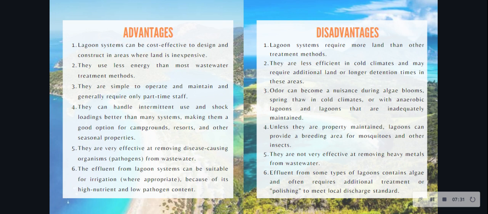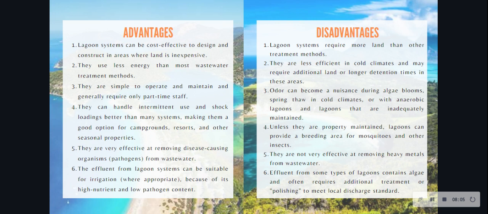Next are the disadvantages. Lagoon systems require more land than other treatment methods. They are less efficient in cold climates and may require additional land or longer detention times in these areas. Odor can become a nuisance during algae blooms, spring thaw in cold climates, or with anaerobic lagoons and lagoons that are inadequately maintained. Unless they are properly maintained, lagoons can provide a breeding area for mosquitoes and other insects.